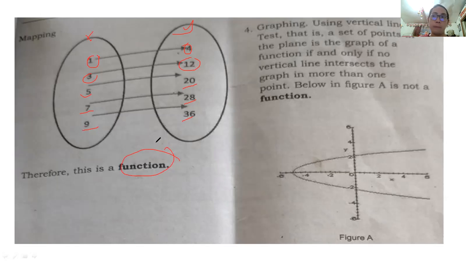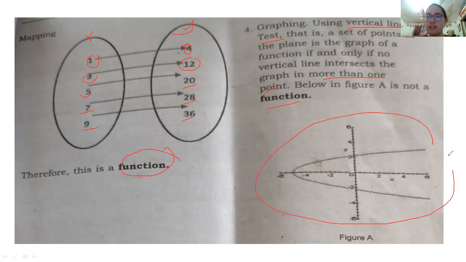Another thing also to represent the function is by graphing. So graphing is, we can use a vertical line test. What is this vertical line test? This is a set of points in the plane. It's the graph of a function if and only if no vertical line intersects the graph in more than one point. So again, in more than one point. Once the line will pass or touch the graph twice or more than twice, then that graph is not a function.